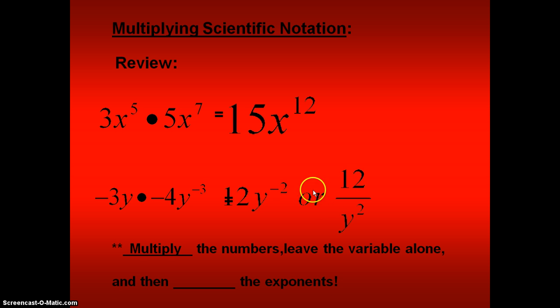So if you take a look on your sheet, you can see that you're going to fill in the blank here. It says multiply the numbers, leave the variables alone, and then add the exponents. And that's what we just did here. We multiplied the two numbers, and then we added the exponents since they had like bases. Alright, so that's just a review.